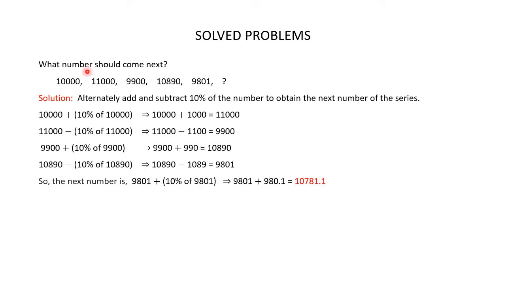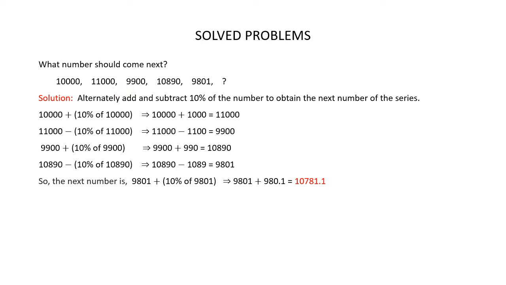What number should come next in this number series? 10,000, 11,000, 9,900, 10,890, 9,801 and question mark. You have to find the number that has to come after 9,801. When you observe these numbers, you will notice that there's an increase and decrease. So obviously this is an alternating series.